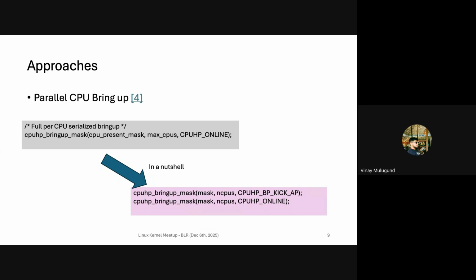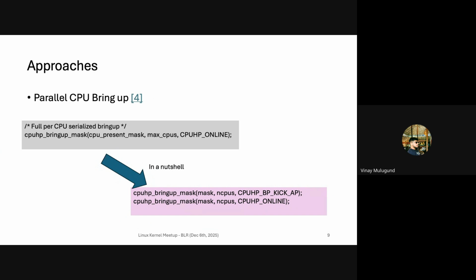But with the new advancement, which is parallel CPU bring up, we first bring all the CPUs to the state hotplug BP KP, which is the state where the control CPU will start the secondary CPUs. All of the CPUs are brought to this state, and then the control CPU will one by one release them so that they can bring themselves up till CPU online. So right now, this is what it is.